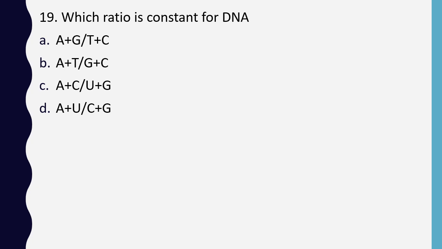Question number 19. Which ratio is constant for DNA? The ratios are given in the options. Which of these is constant for DNA? Correct answer is option A. A plus G is to T plus C is a constant ratio for DNA.